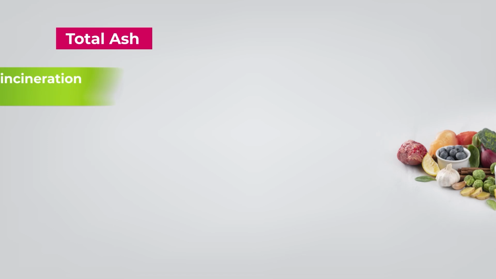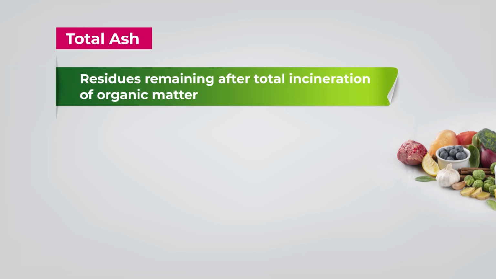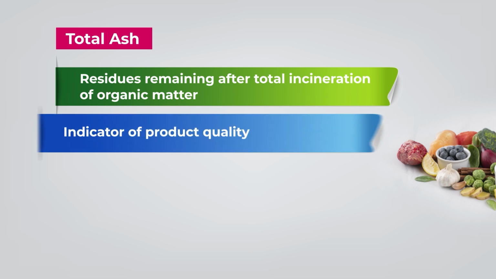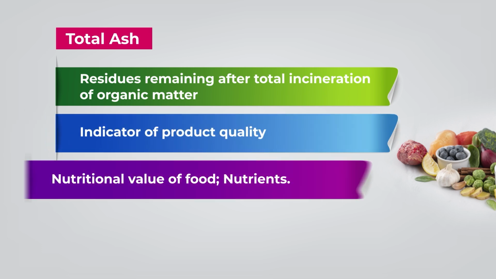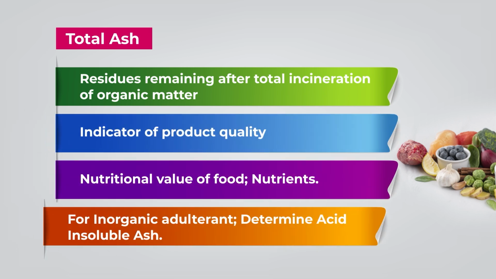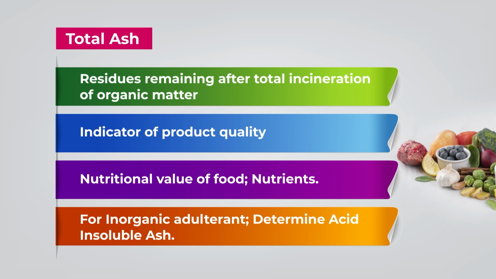Now let's talk about ash. Ash is nothing but when we burn our food, whatever is remaining behind is the total ash. So we incinerate food, all organic matter will be burnt, all inorganic matter will be left behind. Now inorganic matter can be nutrient, can be adulterant. Now we do several ways of doing the ash analysis depending on the food.